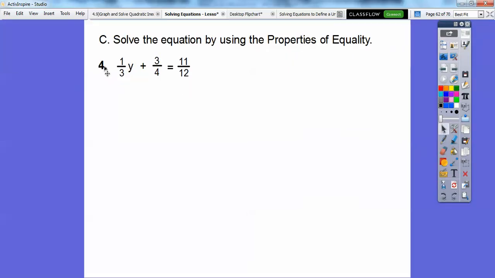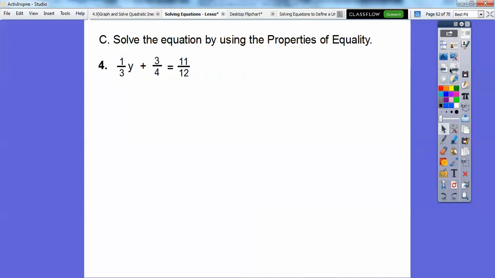On this one, there's several ways to do this. You can subtract 3/4 from both sides, and then you'd have to get a common denominator. Just look at all these denominators: this 3 and this 4 and this 12. Can you see a common denominator is 12? They all go into 12 evenly.